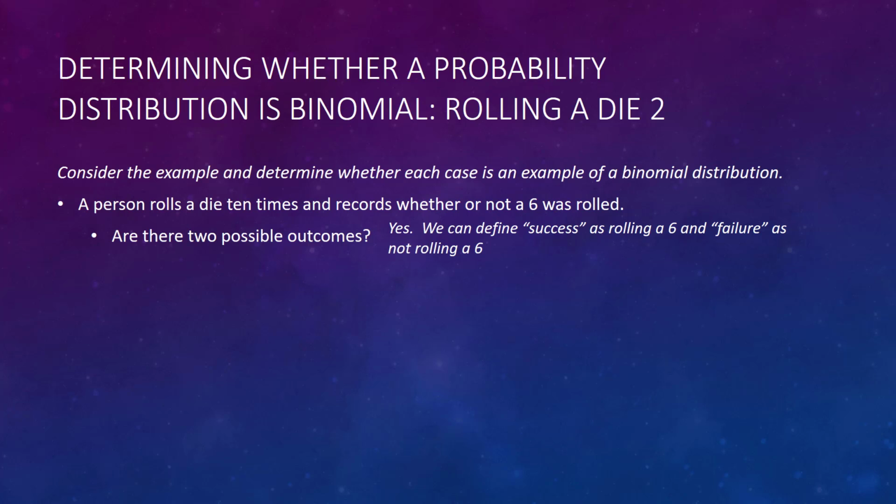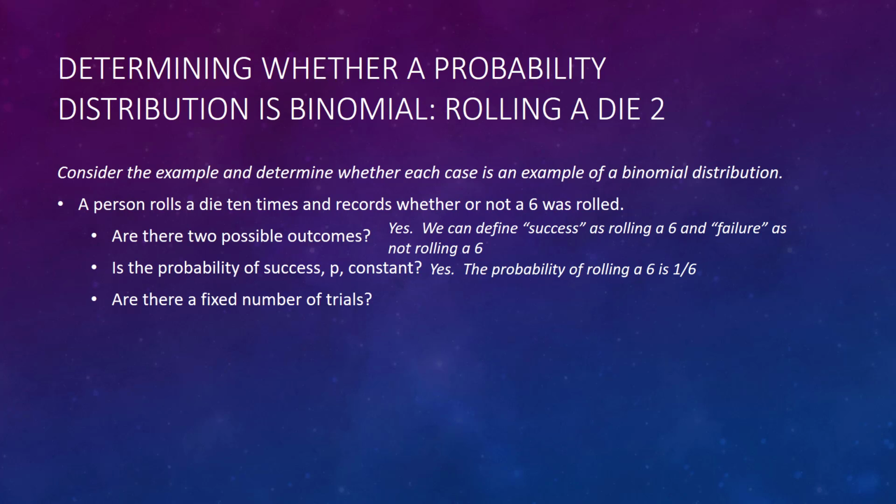We're going to define success as rolling a 6 and all the other numbers, the other 5 outcomes, as failure. So depending on how you word your problem is going to determine whether or not you have a binomial distribution. Let's keep going. Is the probability of success constant? So we know that if you have a fair die, the probability of getting any of those numbers is 1/6. So we can be confident that every time you roll the die, the probability of rolling a 6 is 1/6.